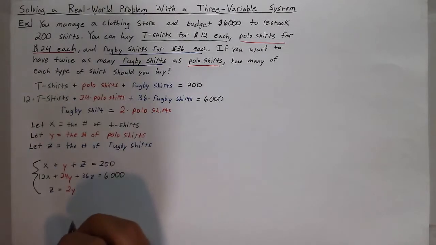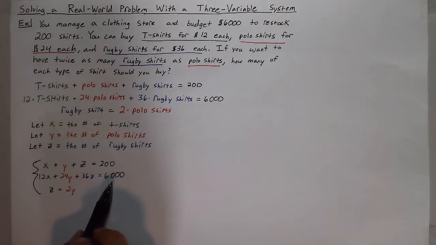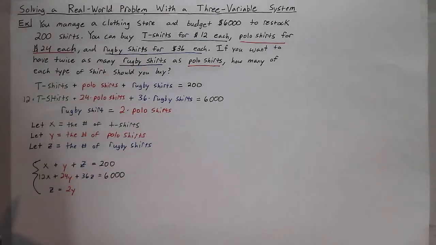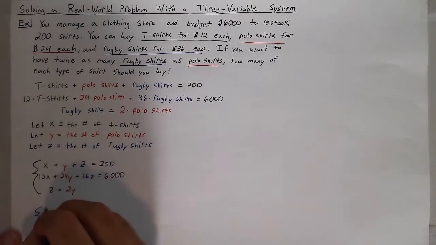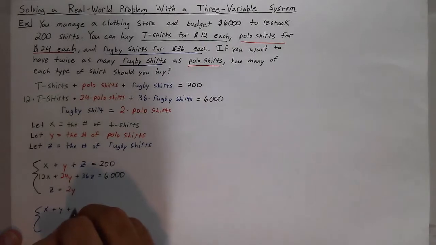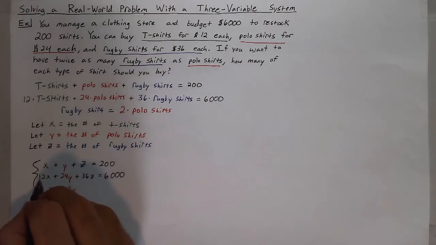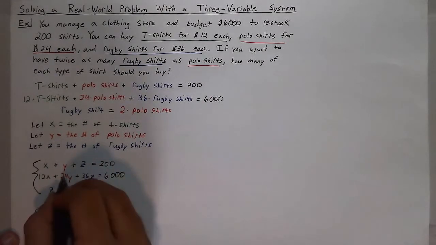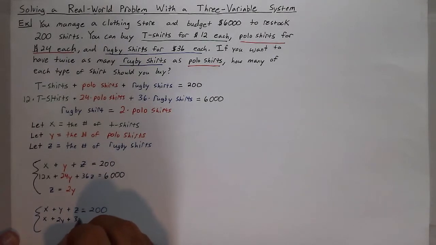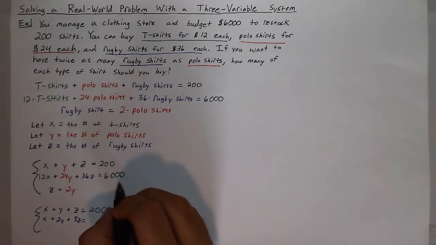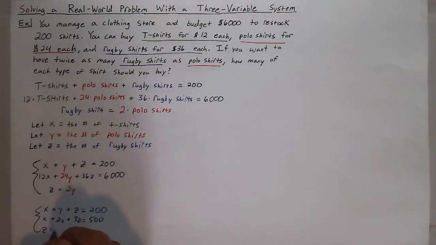Now, the middle equation, every term is a multiple of 12. So I can divide every single one of these terms by 12 to make it a little bit simpler of an equation. So my first equation is fine. X plus Y plus Z is equal to 200. But the next one, 12 divided by 12 is 1, so I can get X. 24 divided by 12 is 2, so 2y plus 36 divided by 12, which is 3z, is going to be equal to 6,000 divided by 12, which is going to be 500. And I'll still have z is equal to 2y.